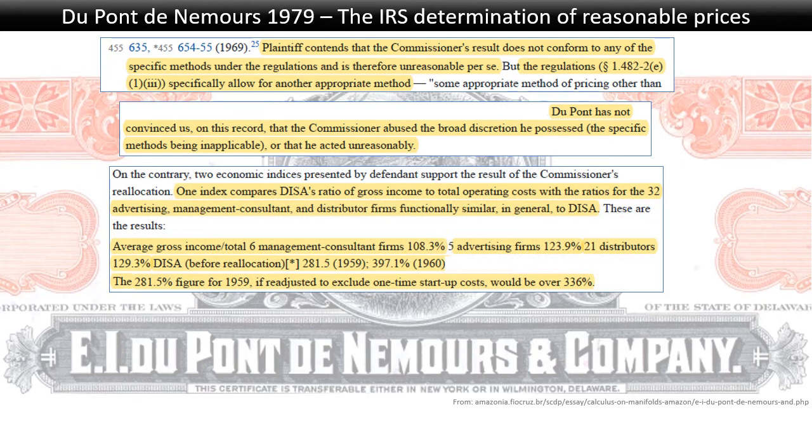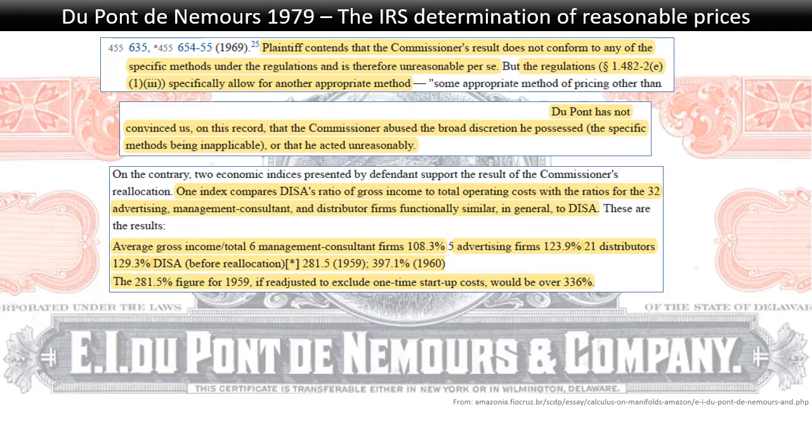And then we get to the first of the IRS's defenses, and that is where the Berry ratio comes in. On the contrary, two economic indices presented by the defendant, that is the IRS, support the result of the Commissioner's reallocation. One index compares DISA's ratio of gross income to total operating costs. So that's a Berry ratio that we just saw there, but it gets into more detail, and we look at that when we get to Berry's article. And it compares that with the ratios of 32 advertising management consultants and distributor firms, functionally similar in general to DISA. These are the result.